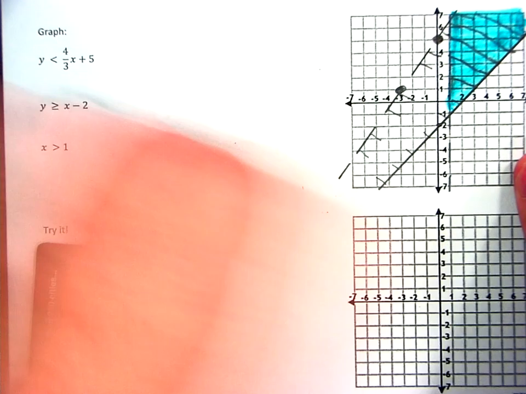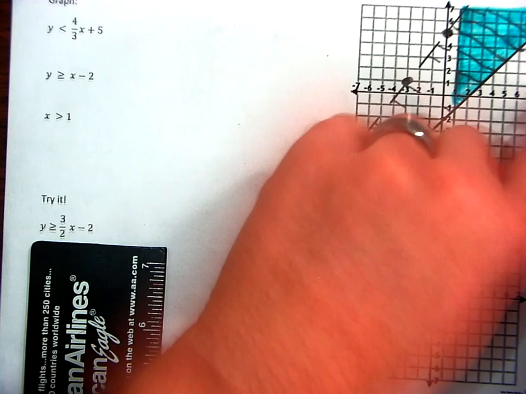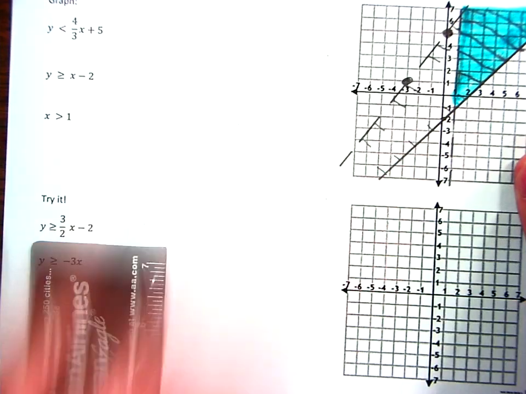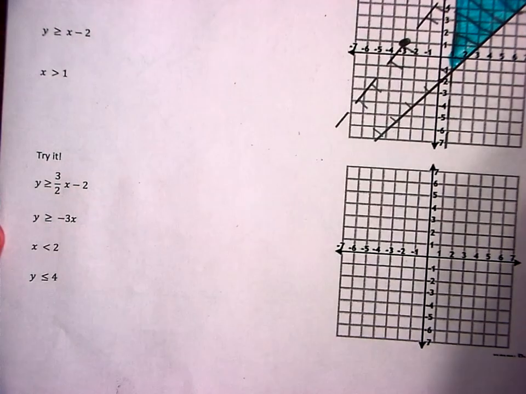Oh, instead of going up, I went down 4 and to the left. Normally you go up and to the right, but you're allowed to go down and to the left. Annalise said so.